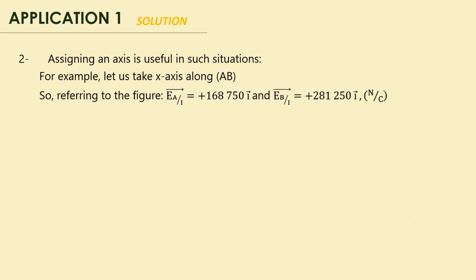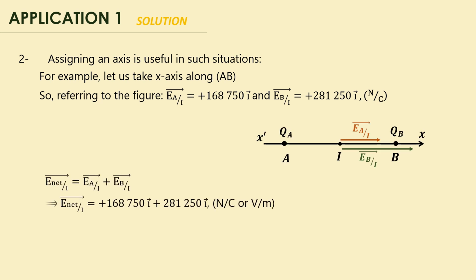Now, if we want to represent it, we have the x-axis drawn along line AB, so we just take the two vectors, EA on I and EB on I. Since we said that EA on I is towards the right side, at I towards B, two values are given. All I have to do is choose a convenient scale and draw these two vectors, 281,000 and 169,000. Once we've drawn these, we notice that the two electric fields point in the same direction, and this will lead me to answering part 2.